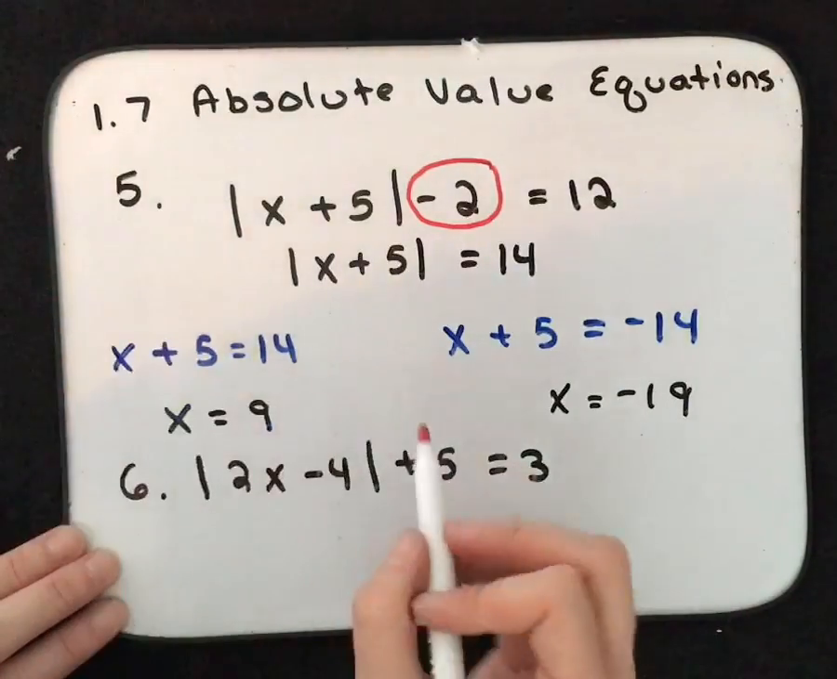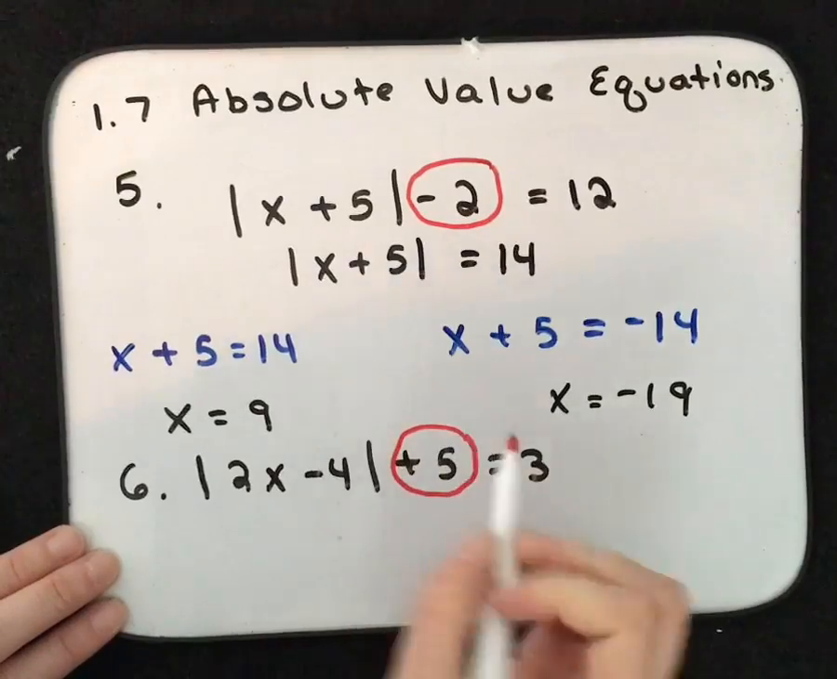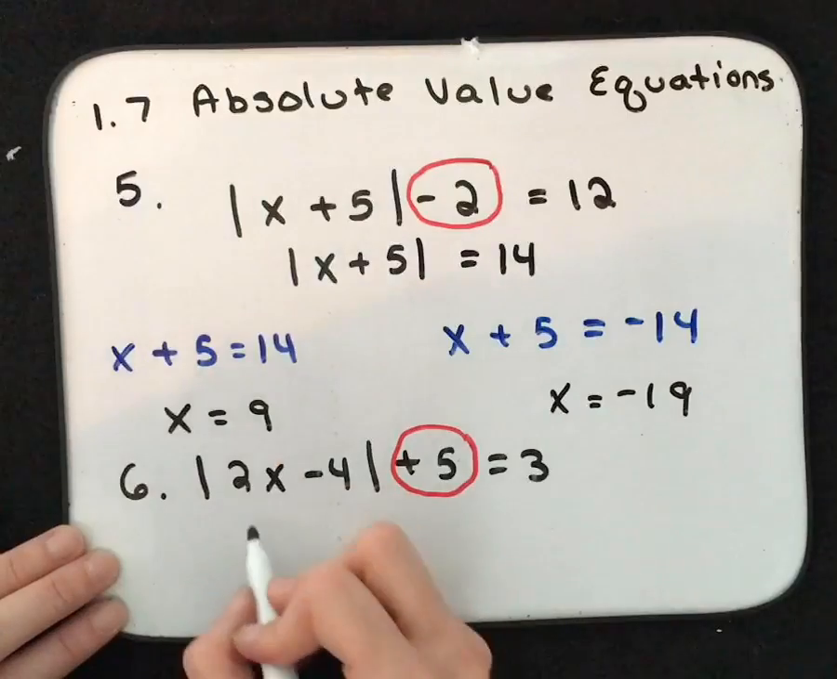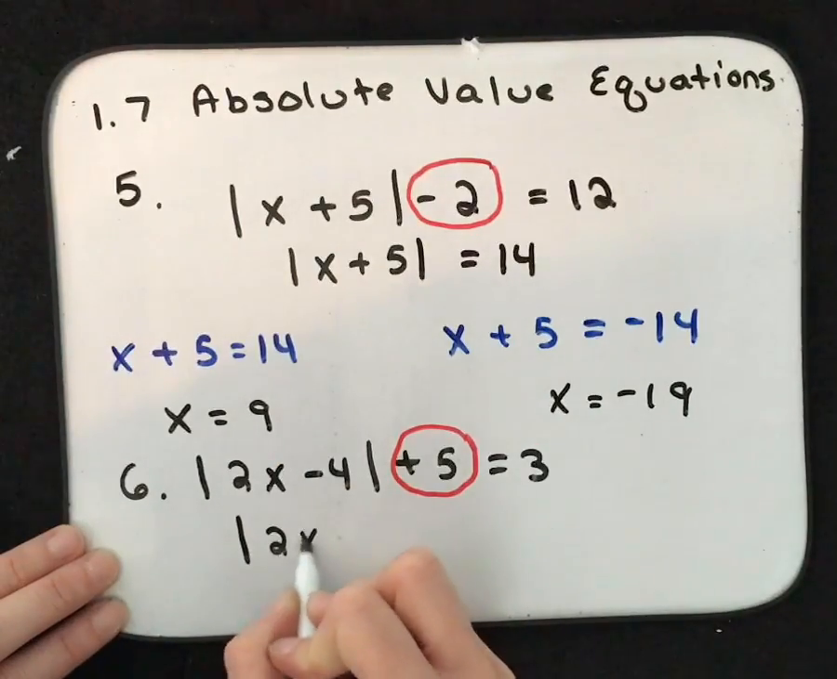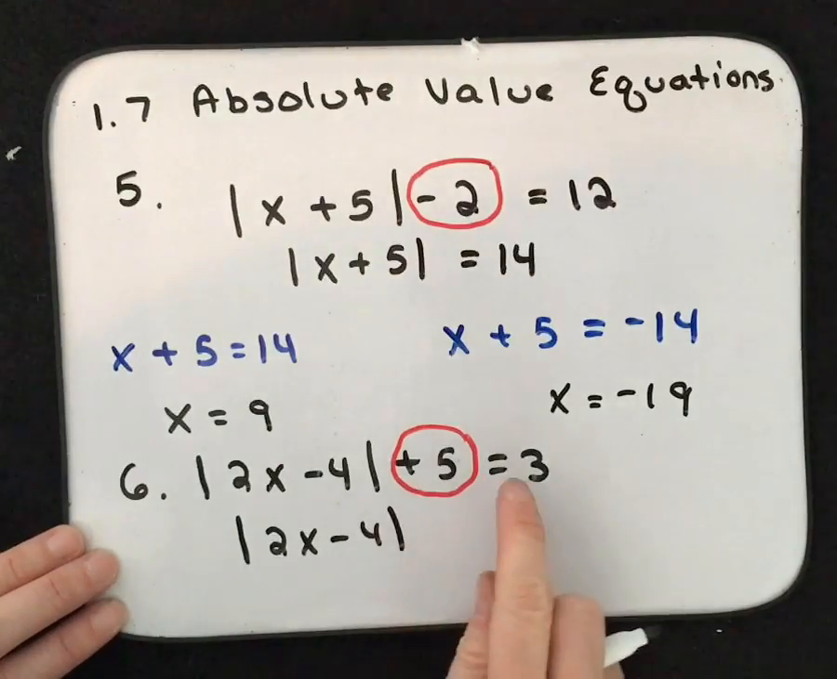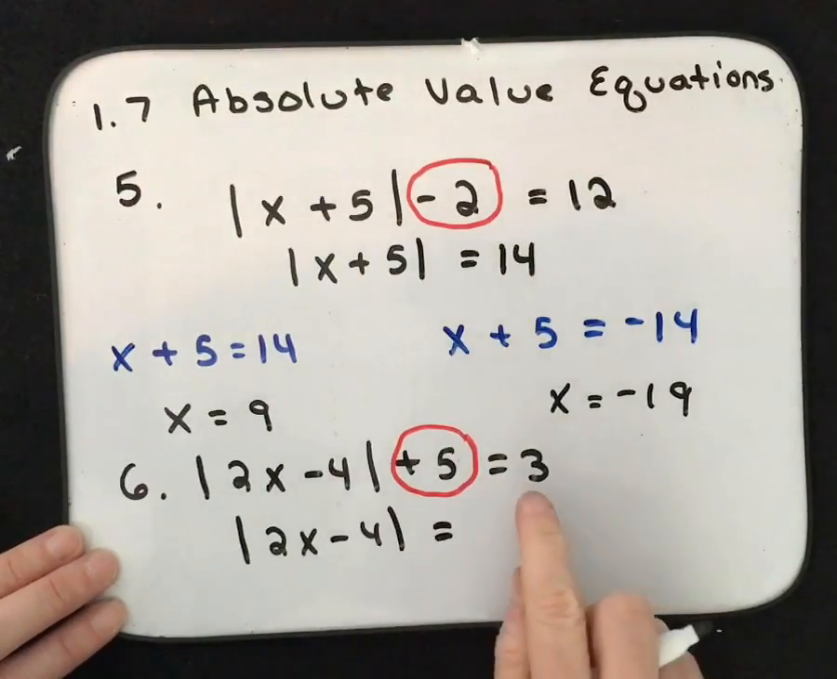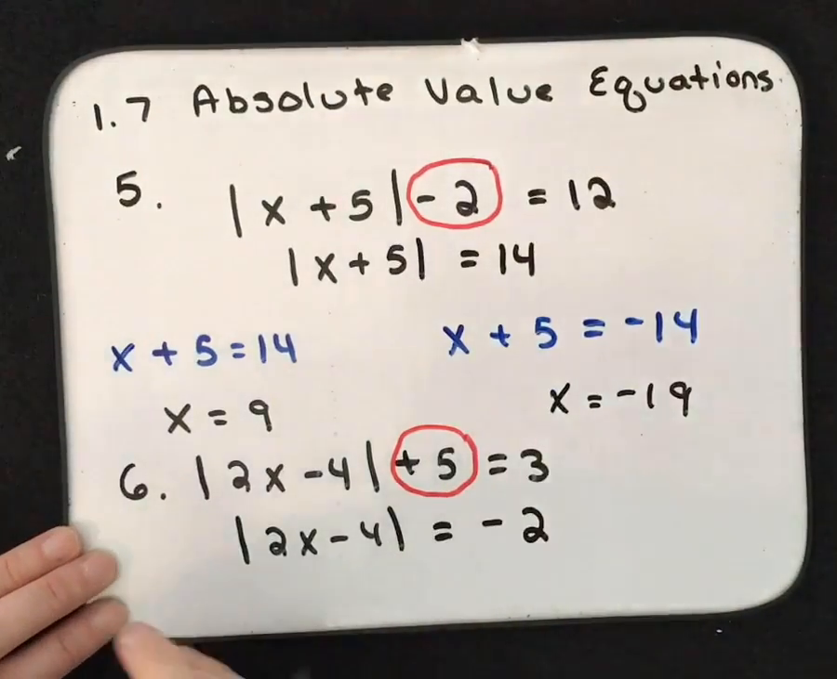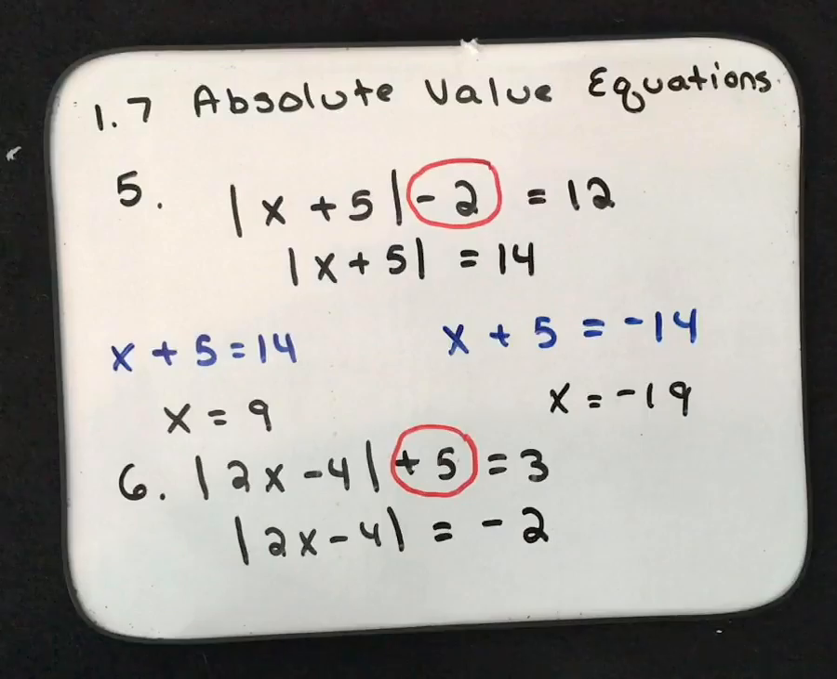Same thing, we have this extra piece right here. We have to get rid of that before we can consider the positive side and the negative side. So we're left with the absolute value of 2x minus 4. I need to get rid of the addition of 5, so I need to subtract 5 from both sides. When I have 3 and I subtract 5, I get negative 2.